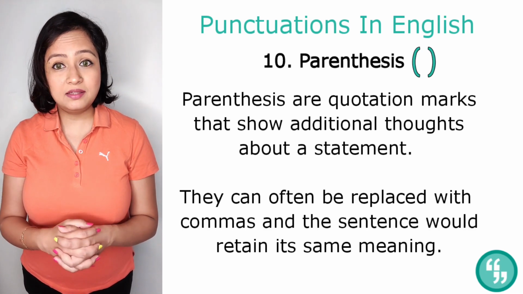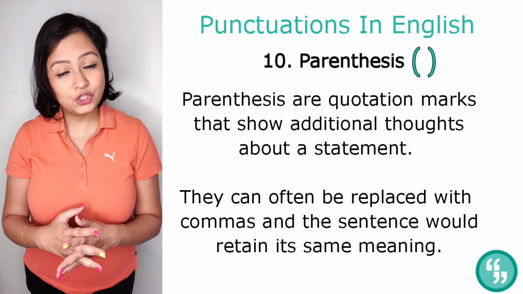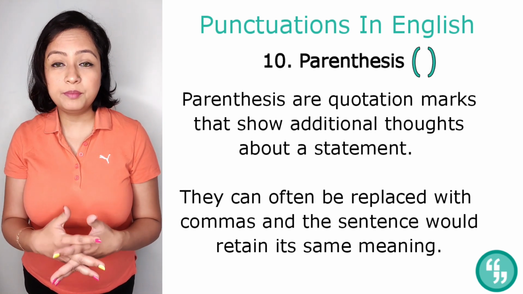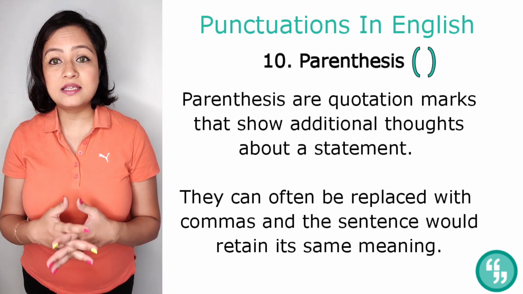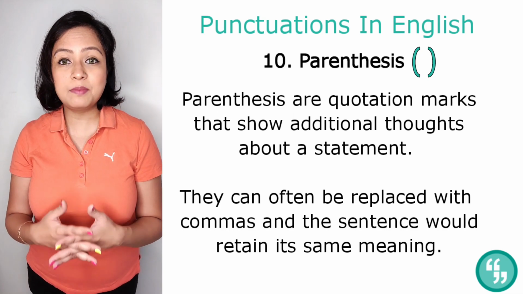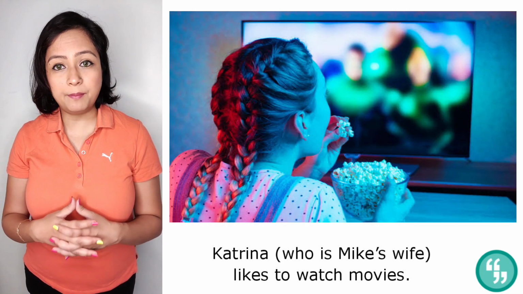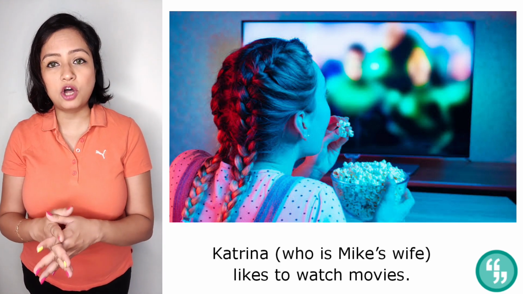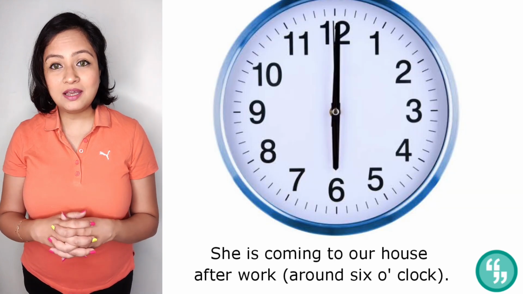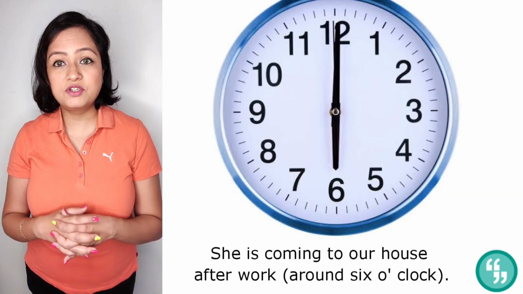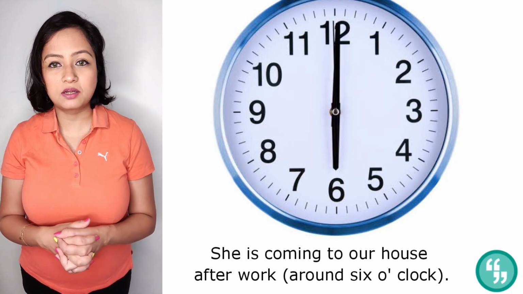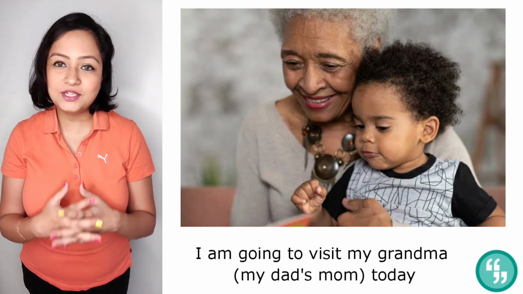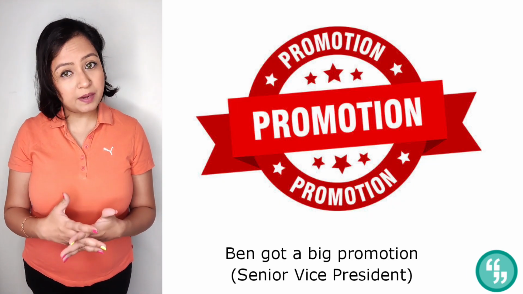Parenthesis. Parentheses are marks that show additional thoughts about a statement. They can often be replaced with commas and the sentence would retain its same meaning. For example, Katrina (who is Mike's wife) likes to watch movies. She is coming to our house after work (around 6 o'clock). I am going to visit my grandma (my dad's mom) today. Ben got a big promotion (Senior Vice President).